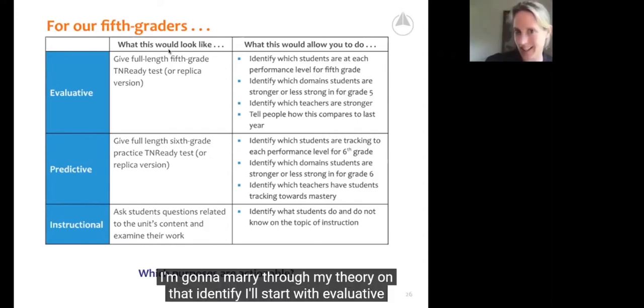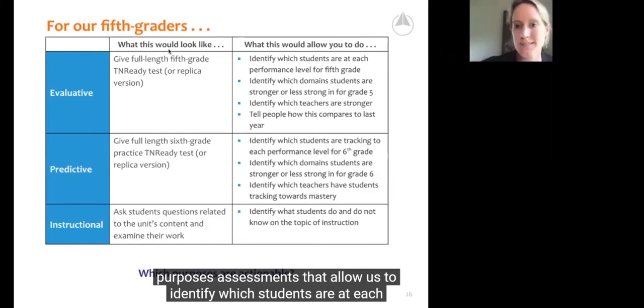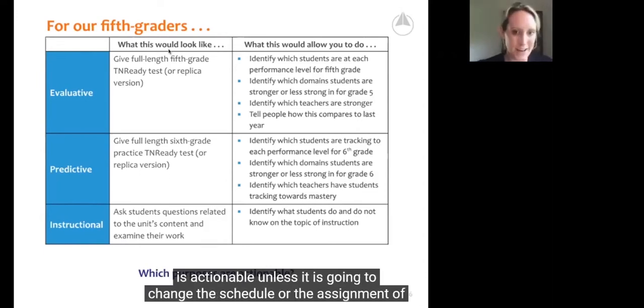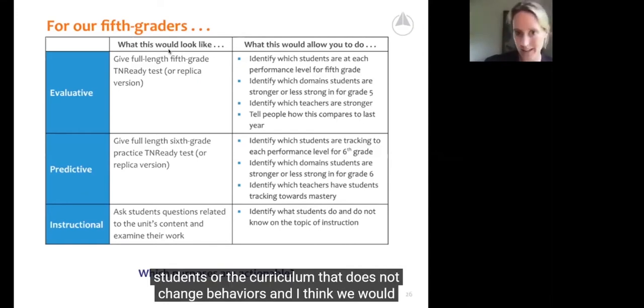I'm going to narrate through my theory on this. Let's start with evaluative purposes. Assessments that allow us to identify which students are at each performance level for fifth grade. So that is interesting, but I do not think that is actionable unless it is going to change the schedule or the assignment of students or the curriculum. That does not change behaviors.